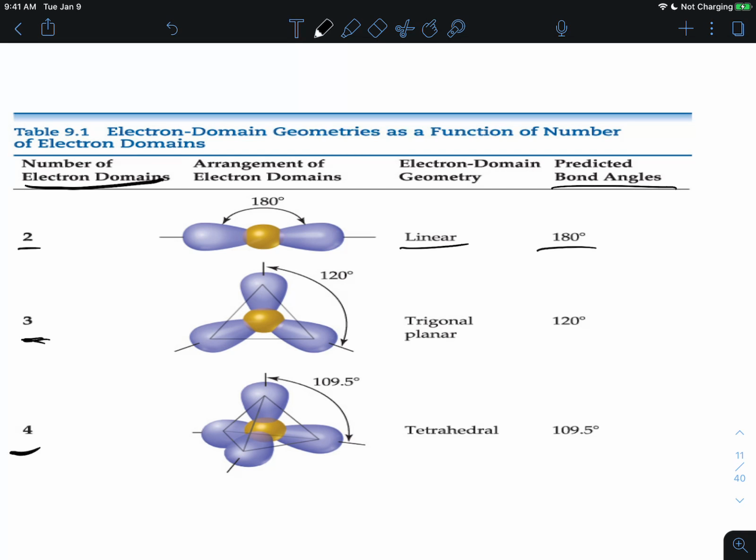Then if we have 3 electron domains around a central point, the furthest we can get them away from each other is 120 degrees, which gives us our trigonal planar electron domain geometry, and again, predicted or ideal bond angles of 120. Next is 4 electron domains. Furthest we can get them away from each other is 109.5 degrees, and that forms our tetrahedral electron domain geometry, where we have predicted or ideal bond angles of 109.5.